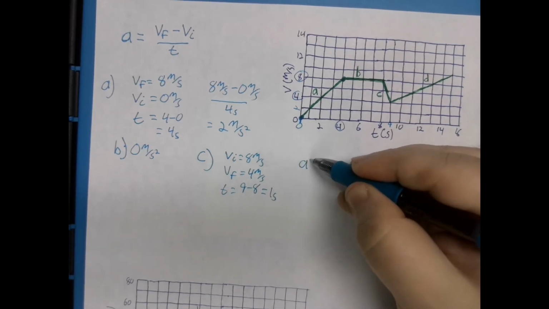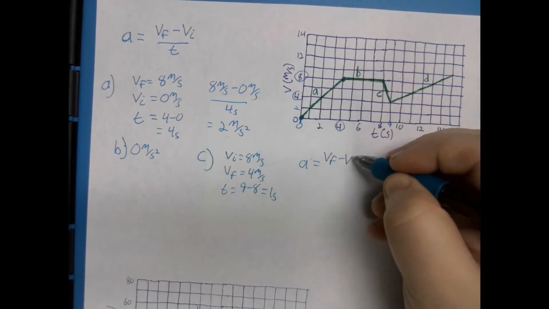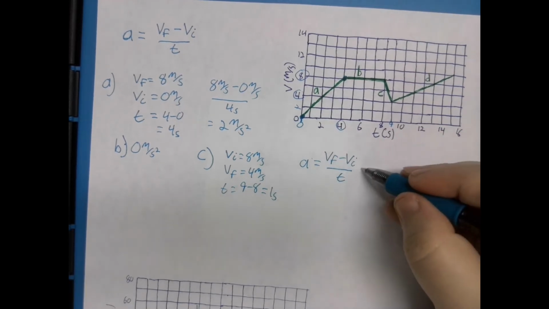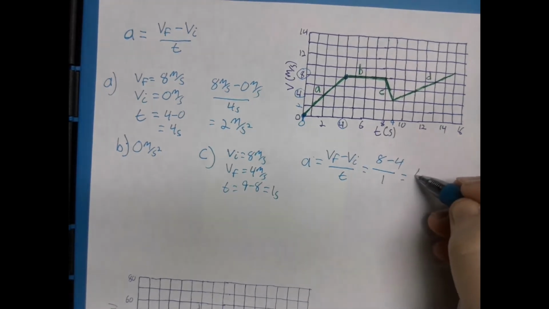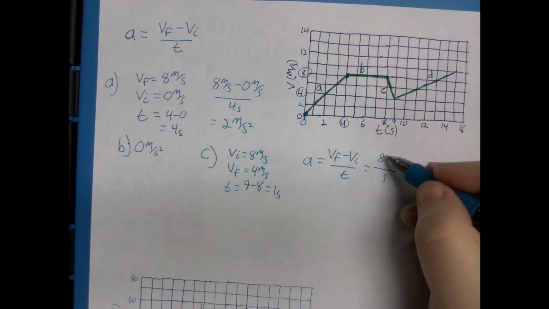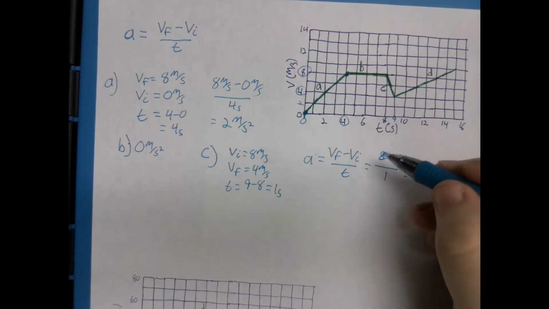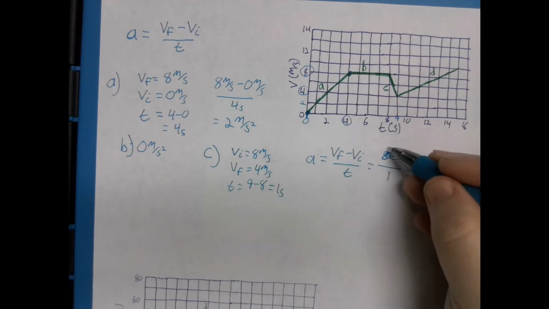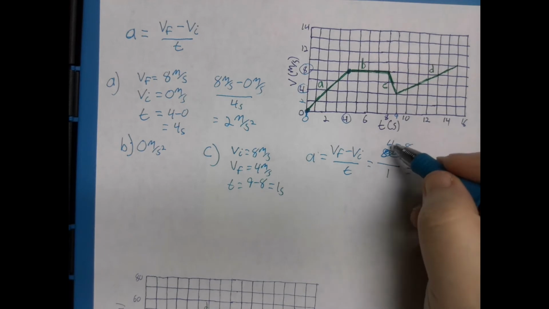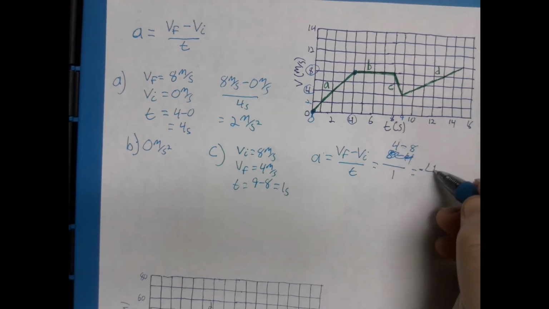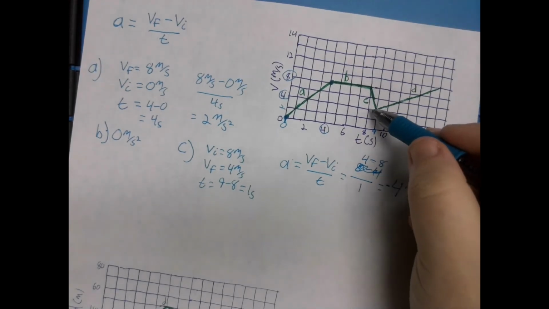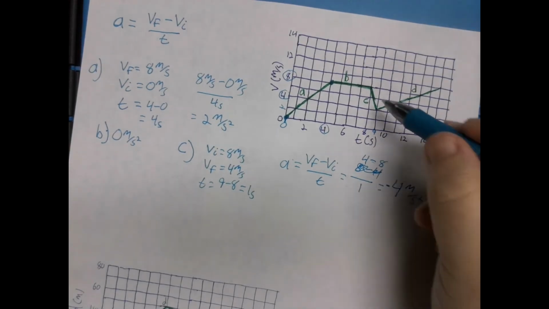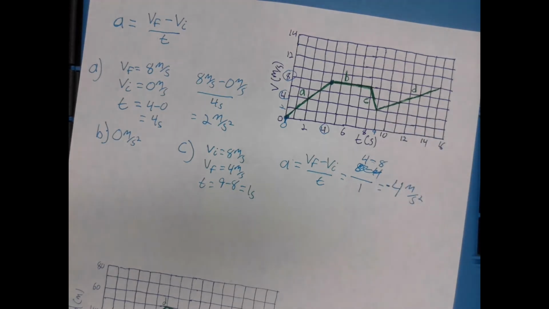So our acceleration is equal to final velocity minus initial velocity over time. So that would be 8 minus 4 over 1, which would be, my bad, final is 4, so we plug in 4 first, minus 8. So 4 minus 8 is negative 4 meters per second squared. So it decreased by 4 meters per second in 1 second.